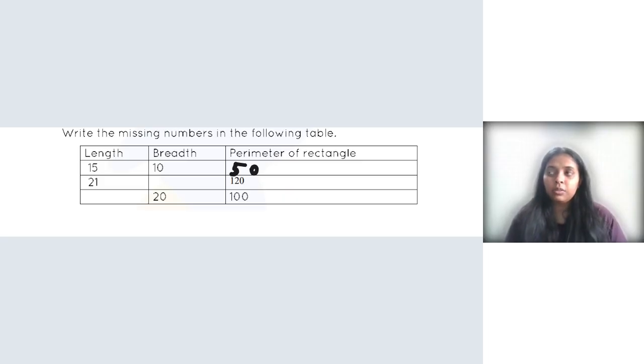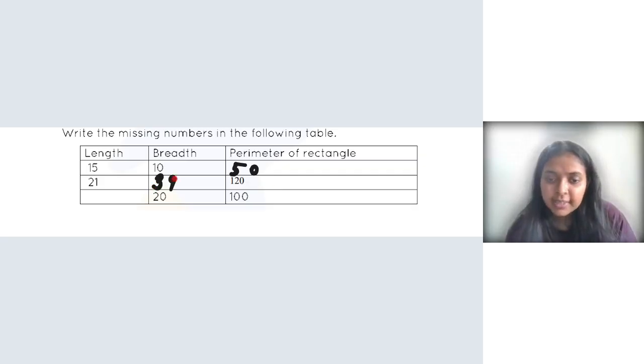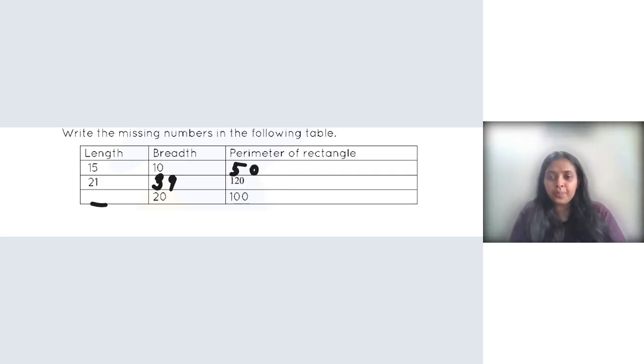$34. No. $39. 39. Very good. So the breadth is 39. Similarly, can you calculate this box also? Calculate. 30. 30. Very good. You like maths?